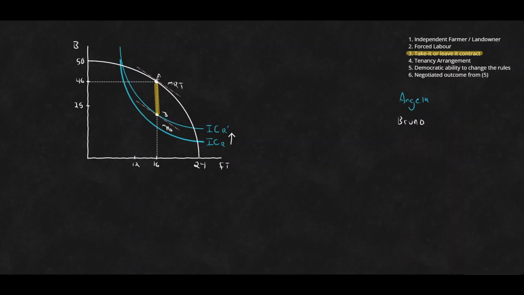Now, keep in mind, whichever one we end up with may or may not be fair, but it would be Pareto efficient. In this case, our take it or leave it contract is very much just our ultimatum game. So we took a look at this ultimatum game earlier in game theory, and in this case, we have our proposer, which is Bruno, which has ultimately 46 bushels available for him to decide how to distribute.